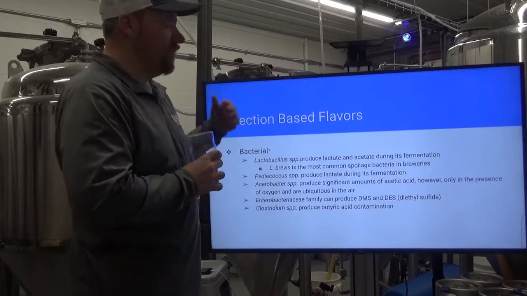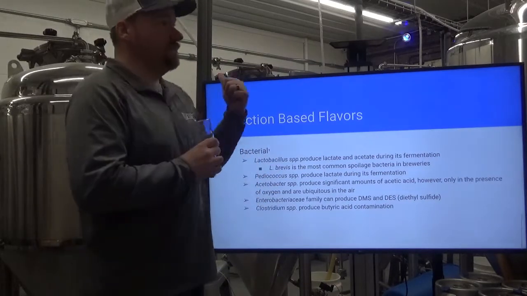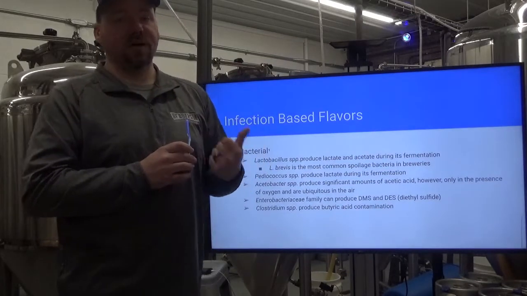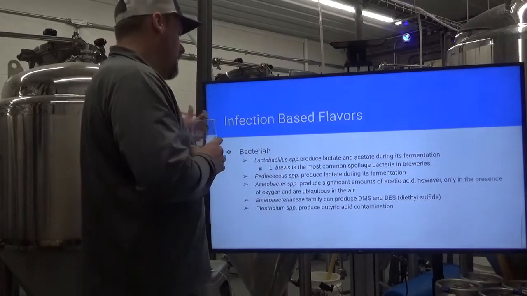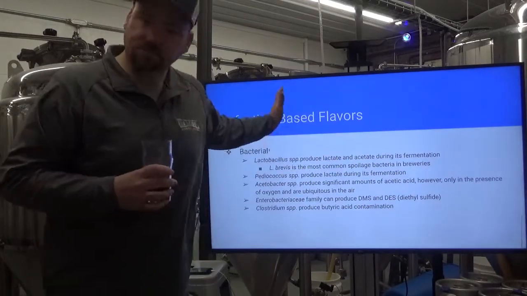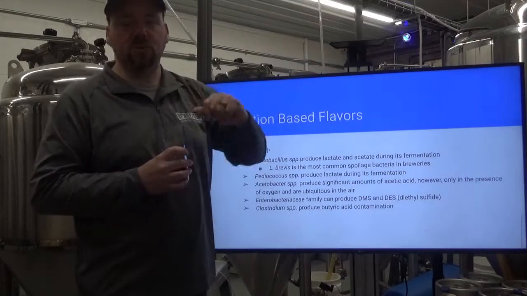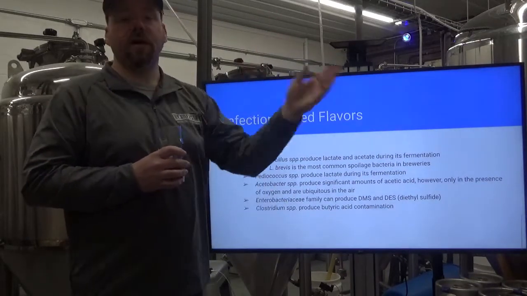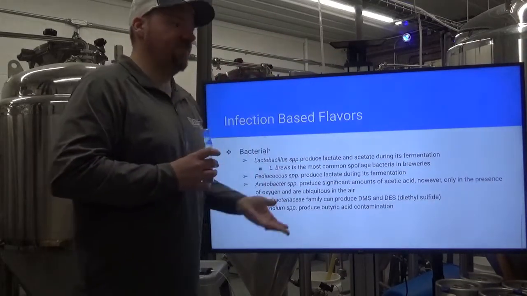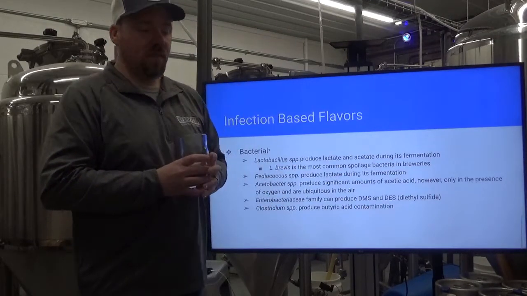Acetobacter species produce a significant amount of acetic acid. However, only in the presence of oxygen. So, as I've got written here, Acetobacter is ubiquitous in the air. No matter what, if you've got an air system feeding heat and cooling to your brewery, you're going to have Acetobacter in the air. The advantage is they only cause issues in the presence of oxygen.